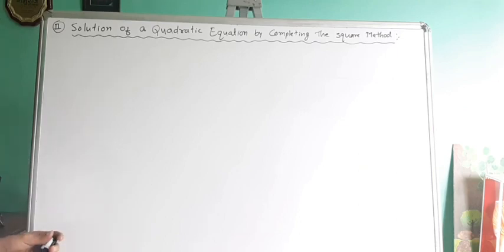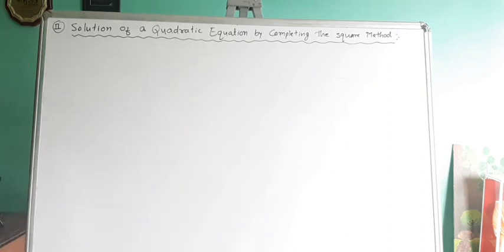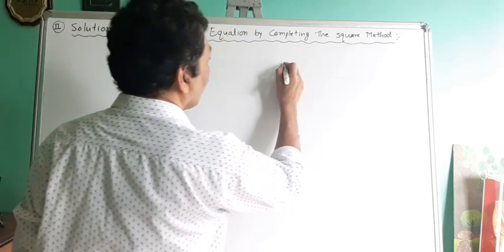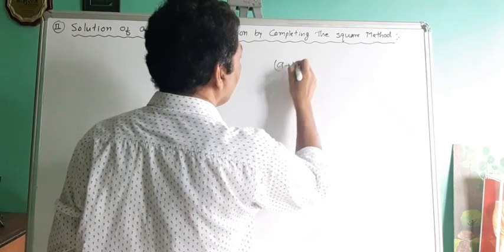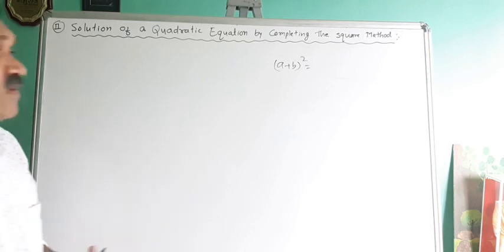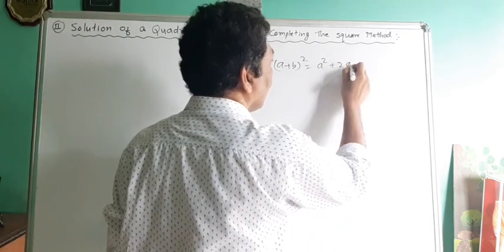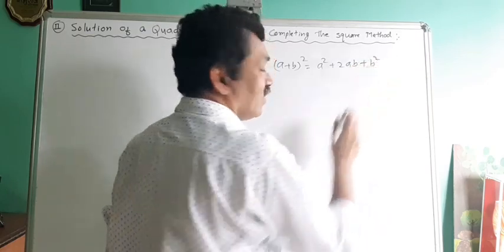Hello students, today we will study finding solutions for quadratic equations by the completing square method. In our previous class we studied finding roots of a quadratic equation by the factorization method. So in the completing square method we have to complete the square. Suppose we have (a plus b) the whole square. What is the expansion of (a plus b) the whole square? It is a square plus 2ab plus b square.